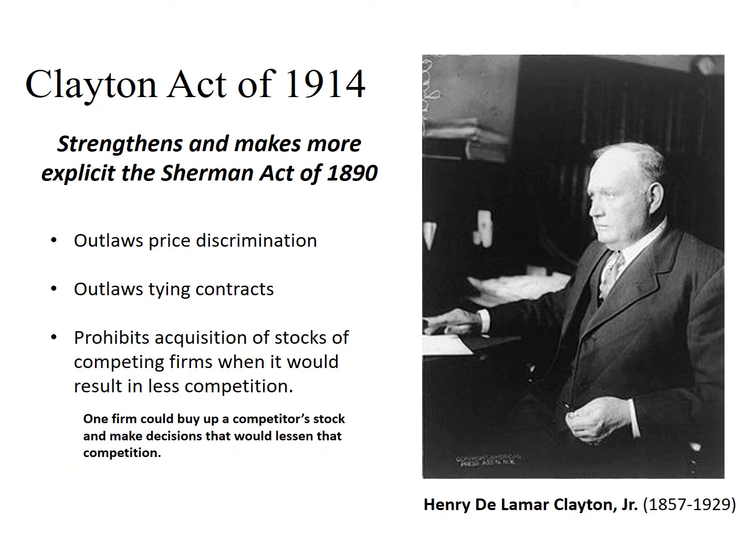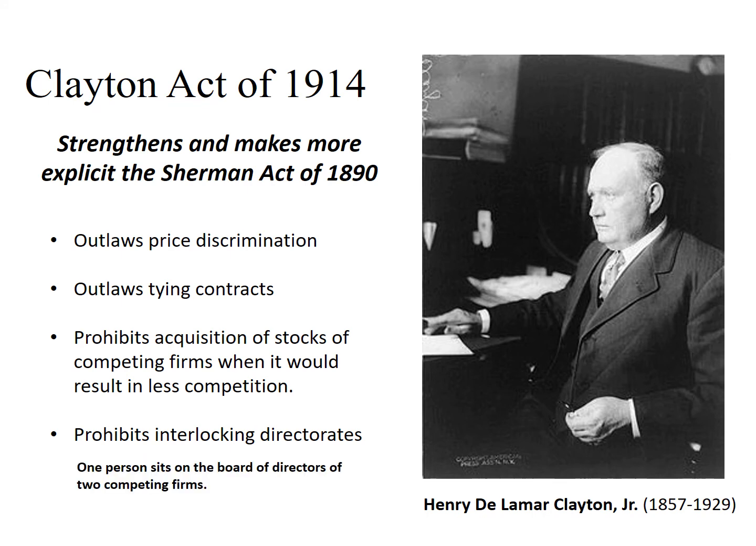The Clayton Act also prohibits acquisition of stocks of competing firms when it would result in less competition. One firm could buy up a competitor's stock and make decisions that would lessen competition. Finally, the Clayton Act prohibits interlocking directorates. An interlocking directorate exists when one person sits on the board of directors of two competing firms. What could possibly go wrong there?